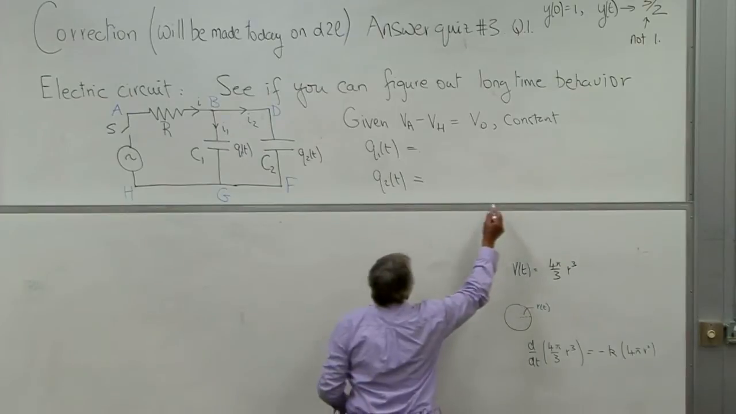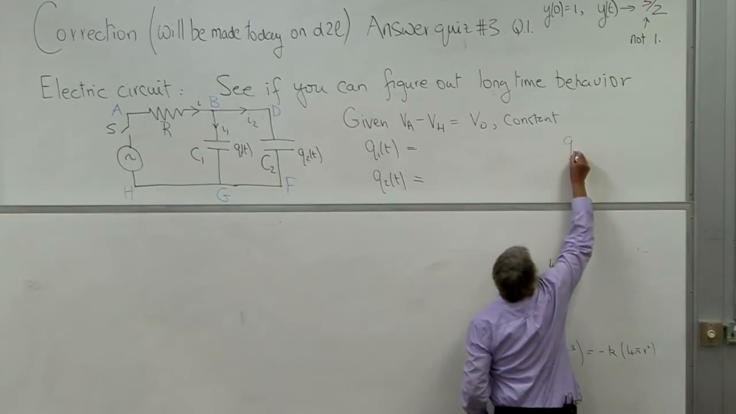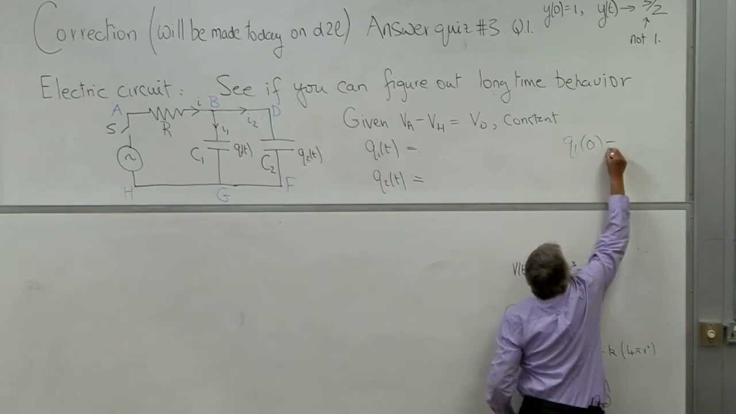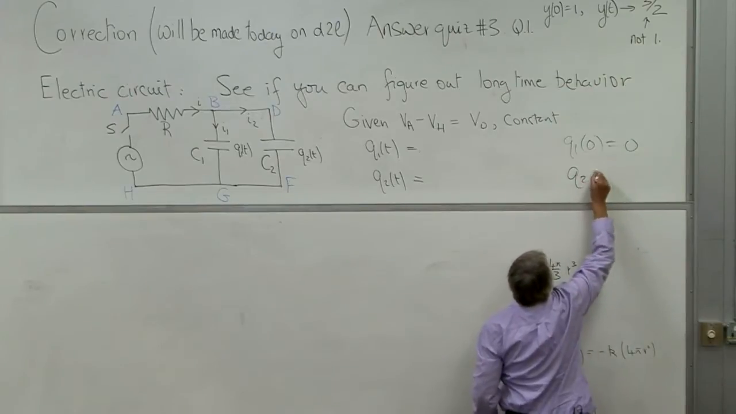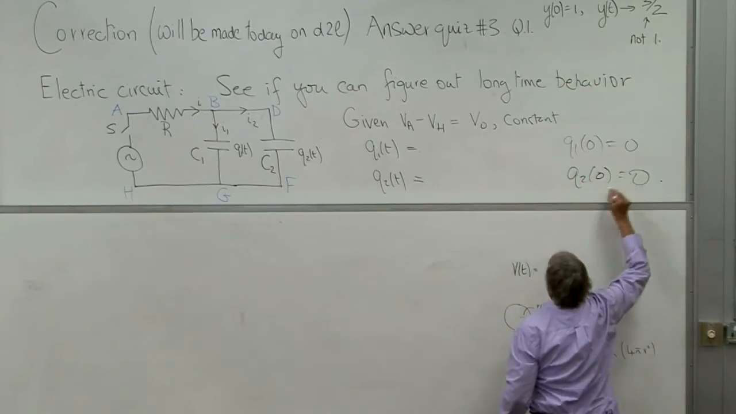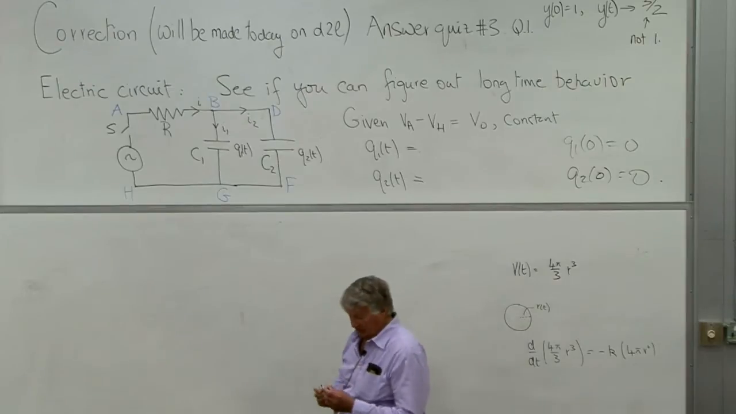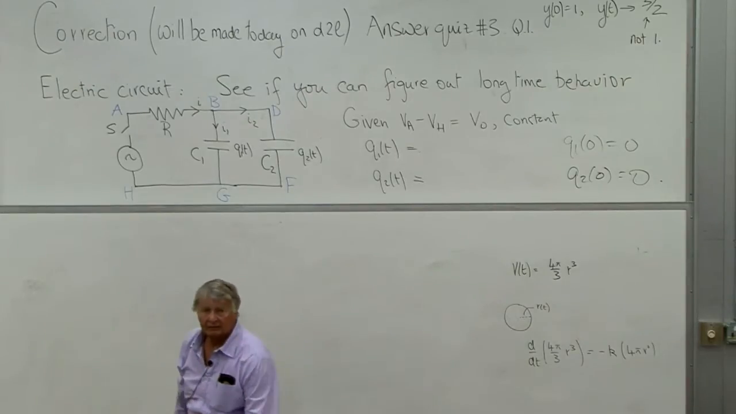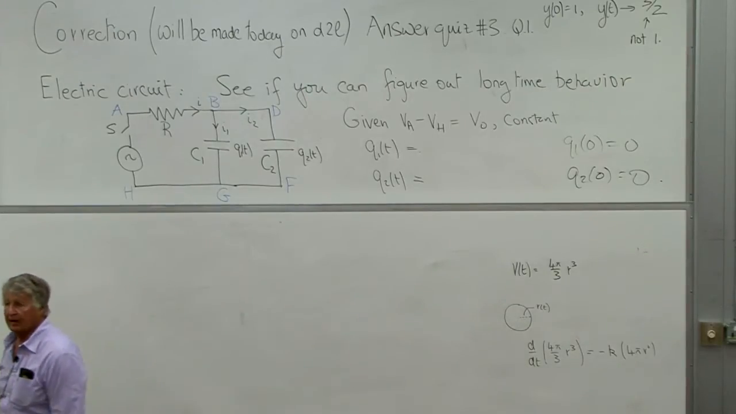So I'll give you that Q1(0) is 0 and Q2(0) is 0. And the question is, we want to find out how these two capacitors charge up.